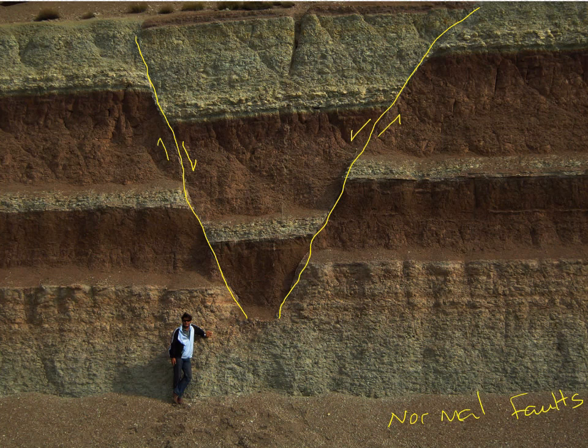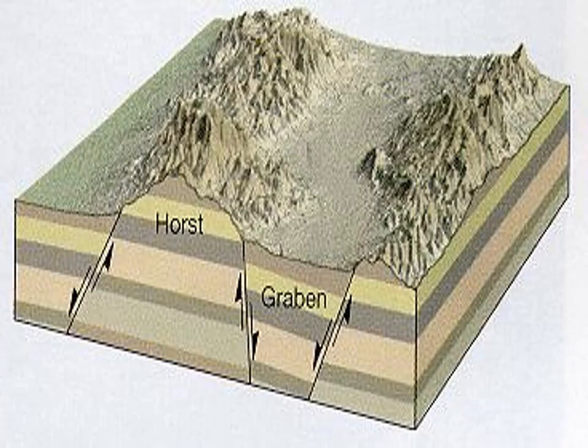The interesting thing is to notice that the block in the middle has gone down. It has fallen down. This is an interesting structure called a graben. And the other sides, we cannot see the top. They are called horsts. So that's a horst, and that's the horst. Here's a graben and horst structure in an illustration.